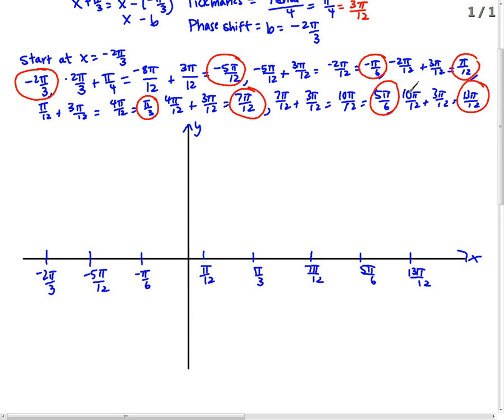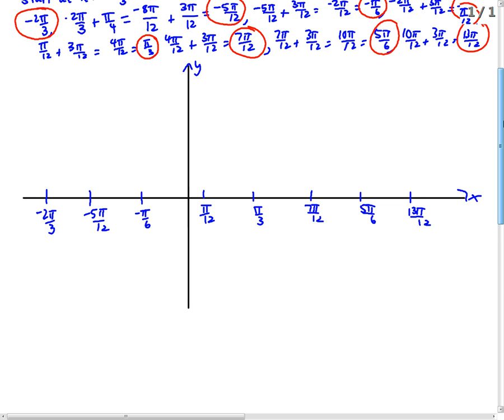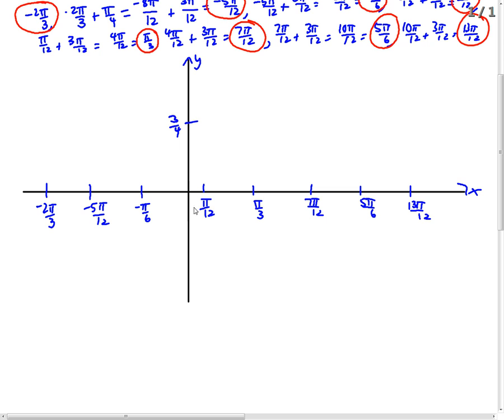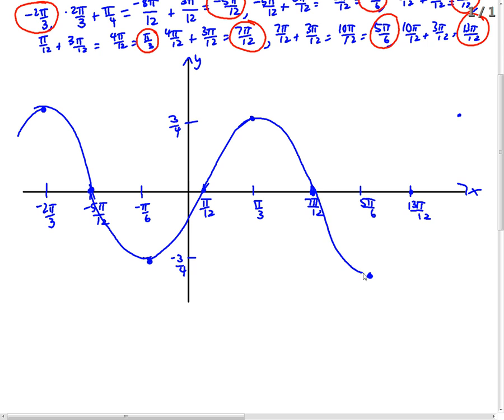What was my amplitude? I think it was 3/4. Yes, and it's cosine. Cosine starts out high, and it goes middle, low, skip the 0, middle, high, middle, low, middle, high. Connect it in a nice smooth curve. This is y equals 3/4 cosine of 2x plus 2 pi over 3.